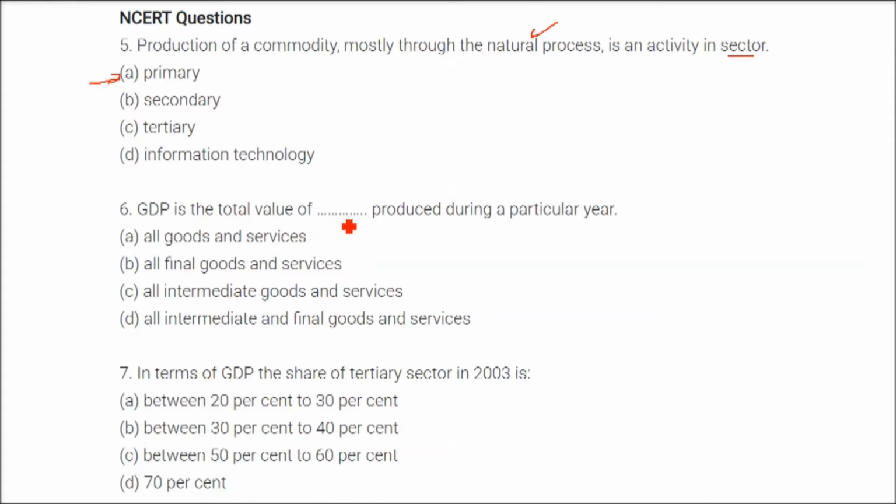GDP is the total value of dash produced during a particular year. The answer is all the final goods. Please understand, all the final goods and services. In terms of GDP, there are no intermediate goods; you have to have the final goods and services included. In terms of GDP, the share of the tertiary sector in 2003 is 70%.